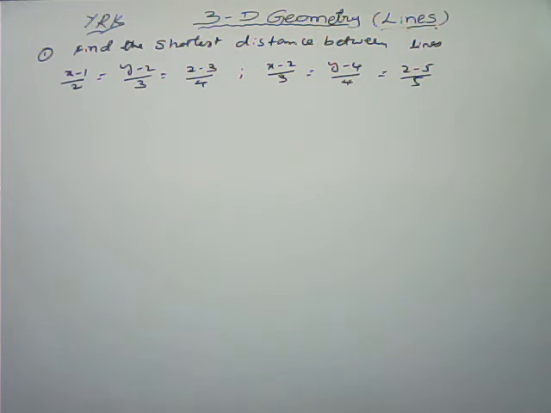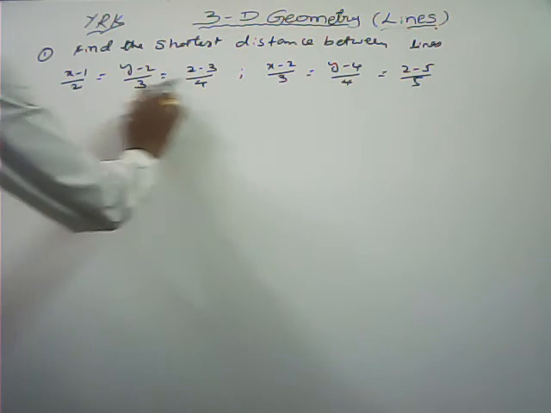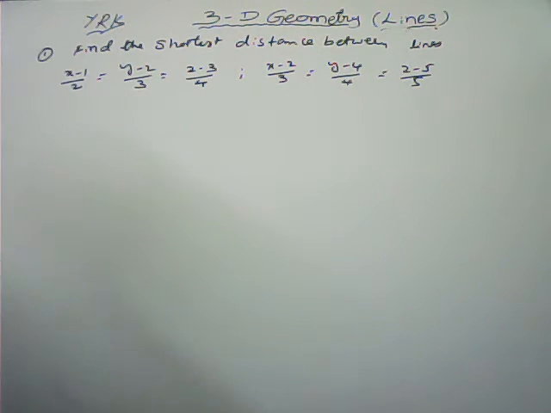Here we have to find the shortest distance between these two lines. Two lines are given. First we check whether both the lines are parallel or not. If they are not parallel, they are skew lines only. Here 2, 3, 4, here 3, 4, 5. So how to find the shortest distance between two skew lines? Here we can also explain whether the given two lines are intersecting or not intersecting. That one also we can discuss.